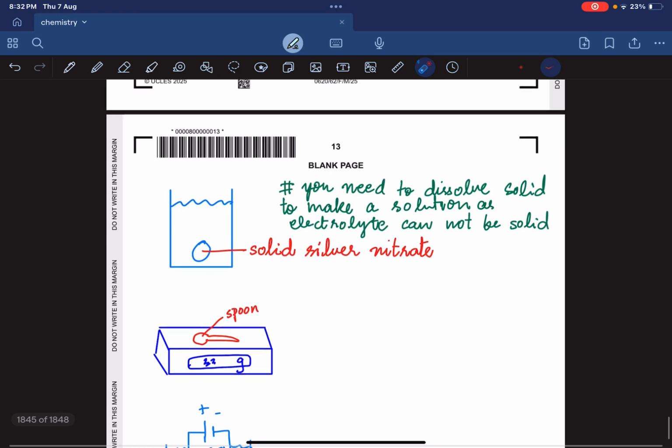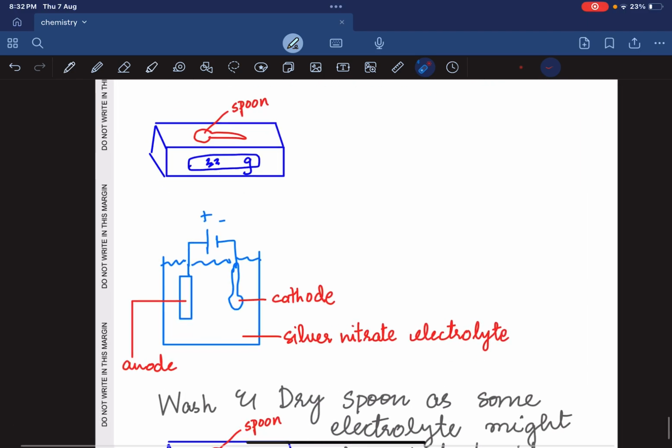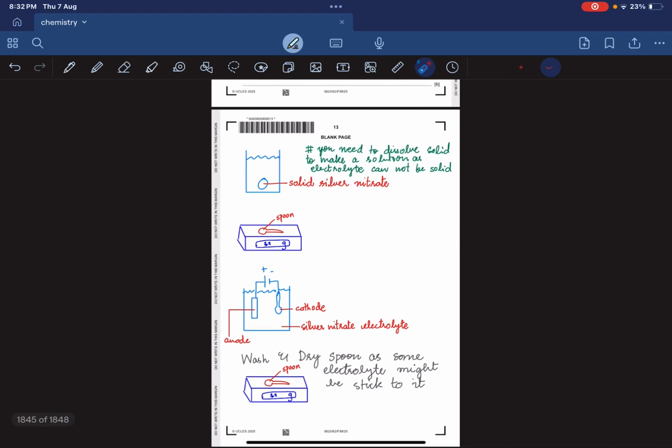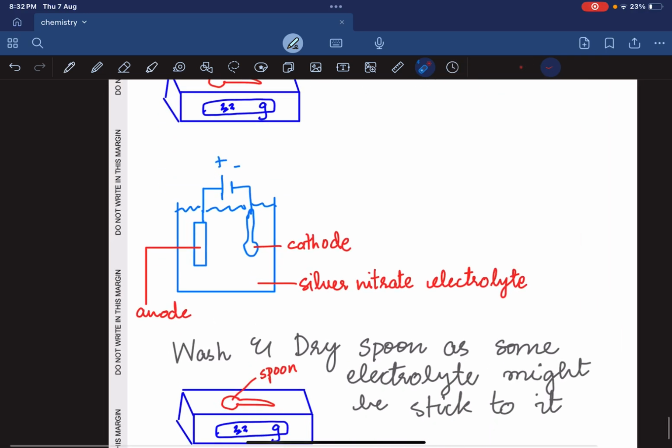Firstly, you need to dissolve the solid to make a solution, as electrolyte cannot be solid. Secondly, since we have to calculate the amount of silver that is deposited on the spoon, we calculate the initial mass of the spoon. Then we conduct the electrolysis. Even if you just draw this diagram and explain the steps bit by bit, not in detail, you're going to get the marks. Then you have the spoon, you weigh the mass, then you make the spoon the cathode, the solid silver your anode, and your silver nitrate as your electrolyte.